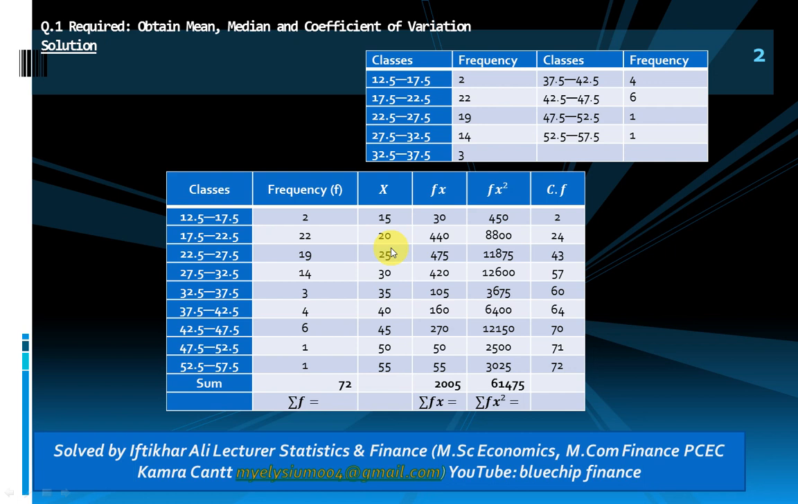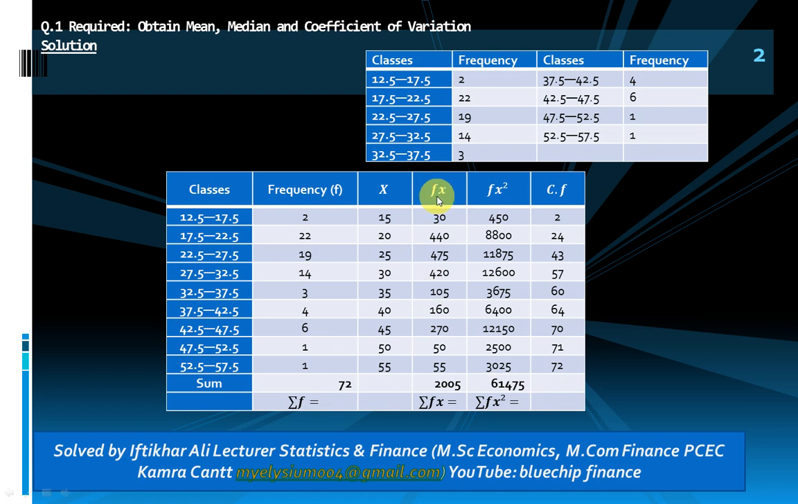The third important thing is to calculate the cumulative frequency. The first frequency is 2; just add the next frequency to the previous cumulative frequency. So 2 plus 22 is 24, plus 19 is 43, plus 14 is 57, and so on. If the last cumulative frequency equals the sum of f, then your calculated cumulative frequencies are correct. Now the next two important calculations are needed for these formulas.